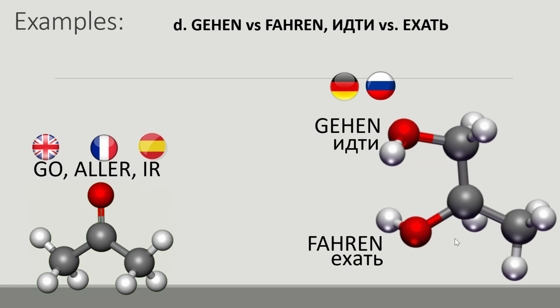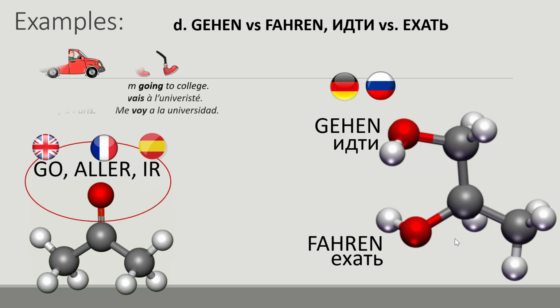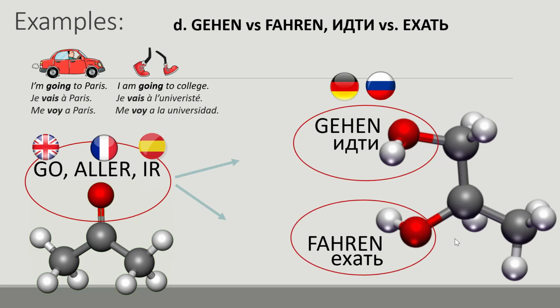In French, English, and Spanish, the verbs go, aller, and ir can be used in a generic sense, with no reference to specific means of motion, on foot or by means of transportation. So we can say, I am going to Paris, I am going to university, je vais à Paris, je vais à l'université, me voy a París, me voy a la universidad. To say the same in German or Russian, we must use two different verbs.